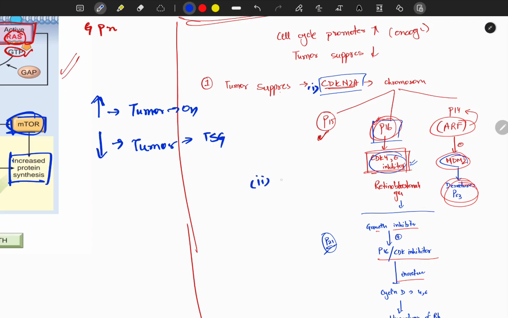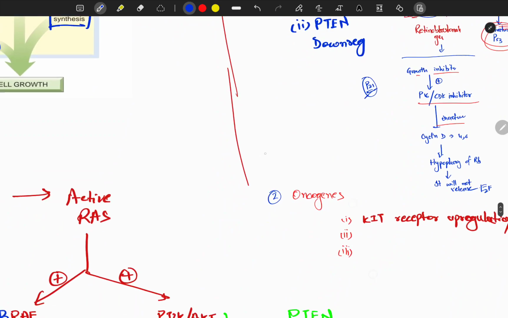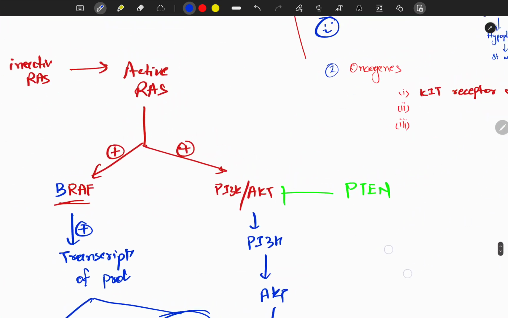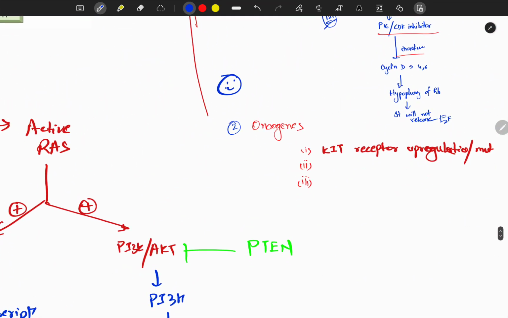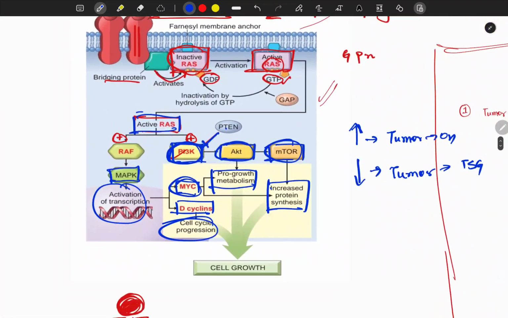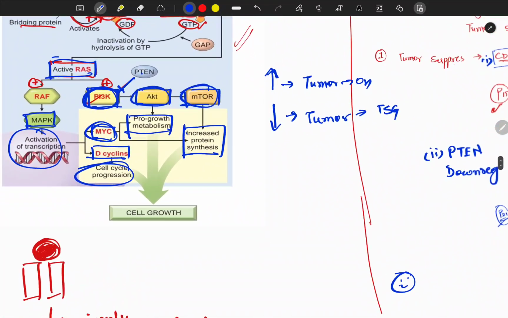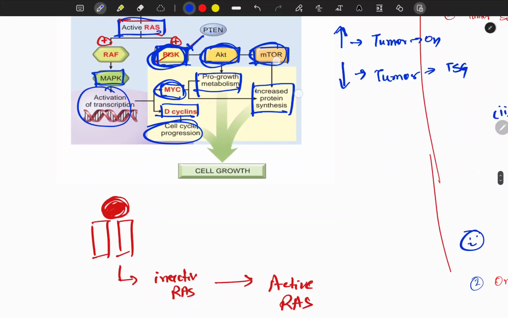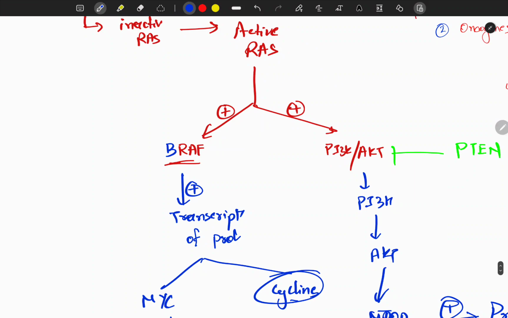Okay, second one can be PTEN mutation, PTEN downregulation. Nice, we are going good. Next, one is a KIT upregulation. Now what can go wrong over here is that sometimes your PI3K AKT pathway may be upregulated. Sometimes a BRAF may be upregulated.